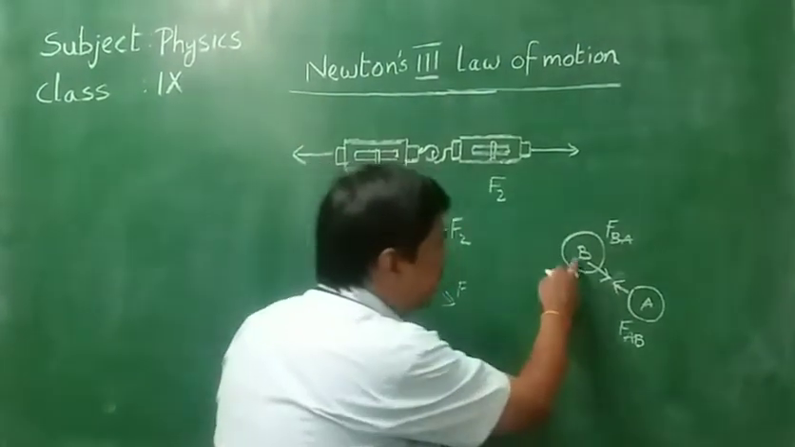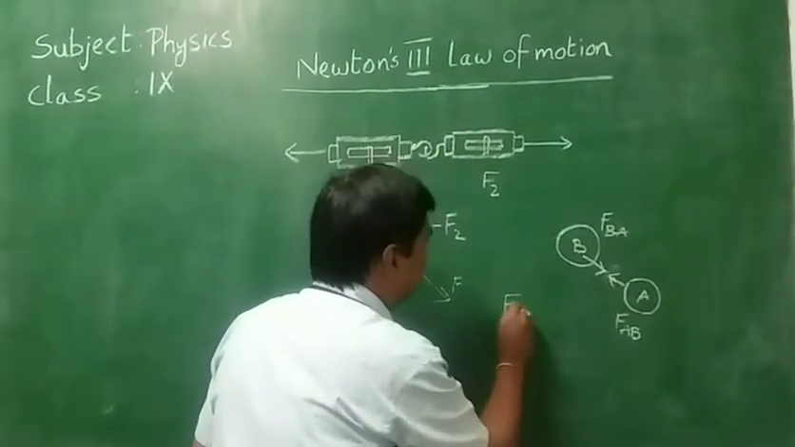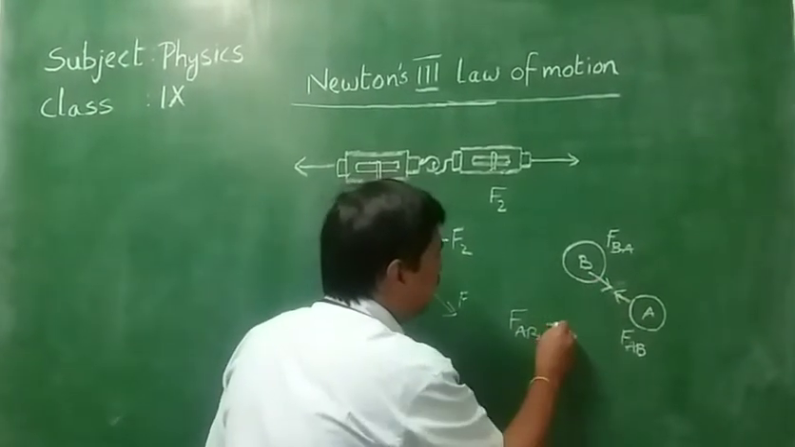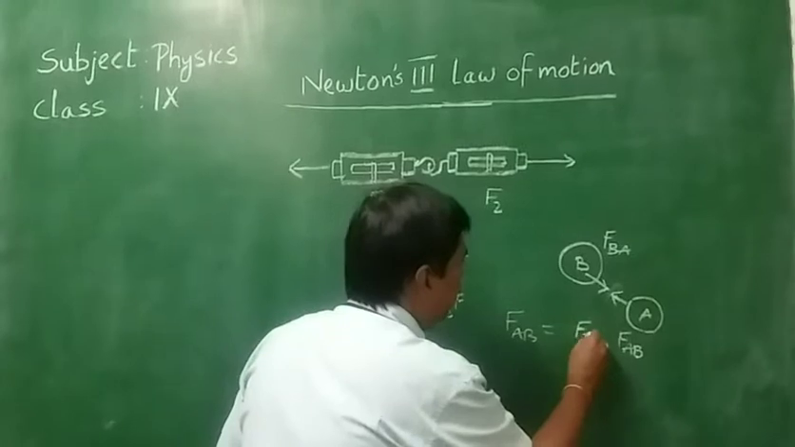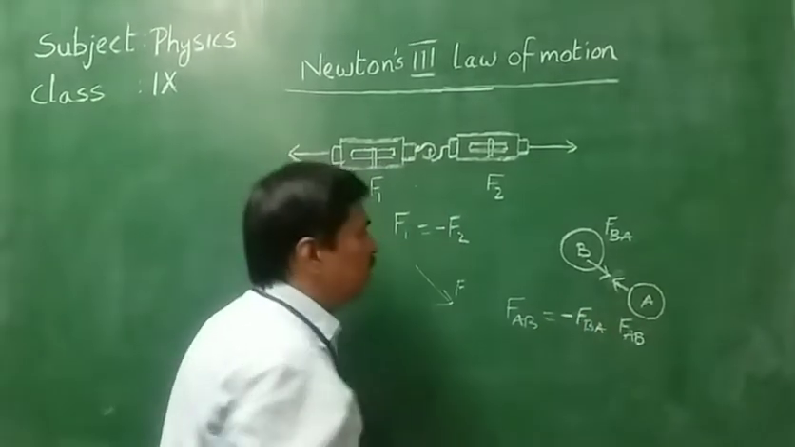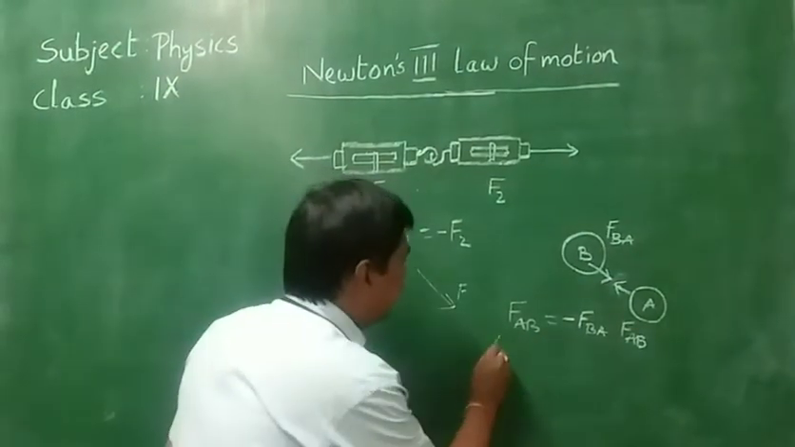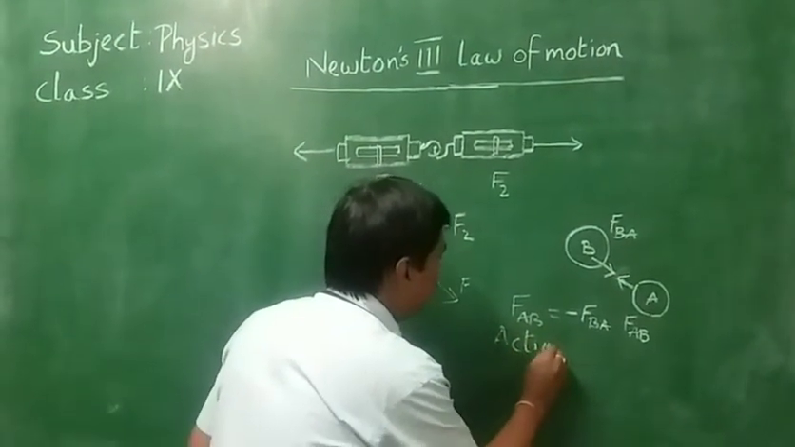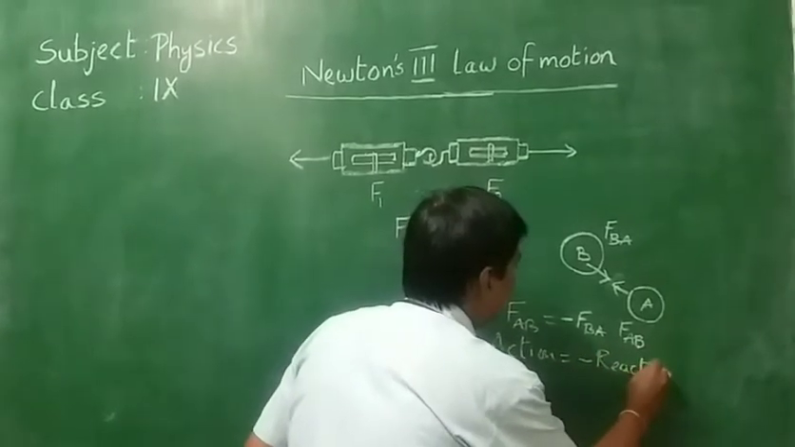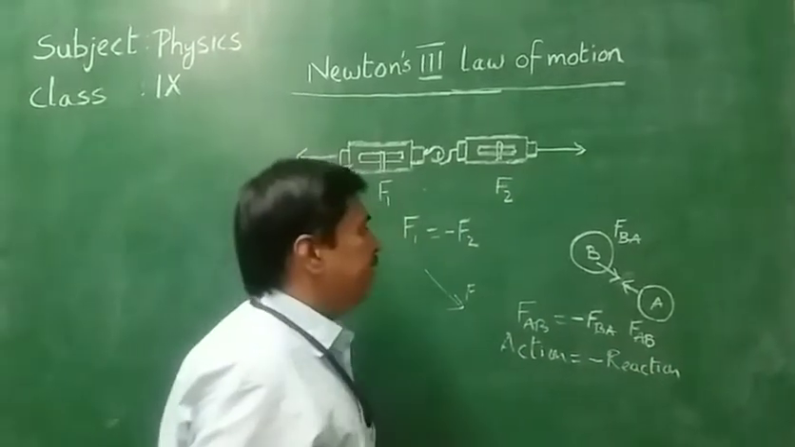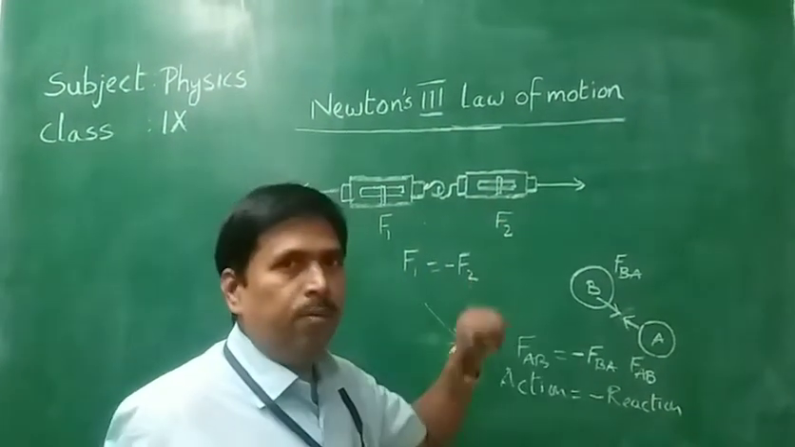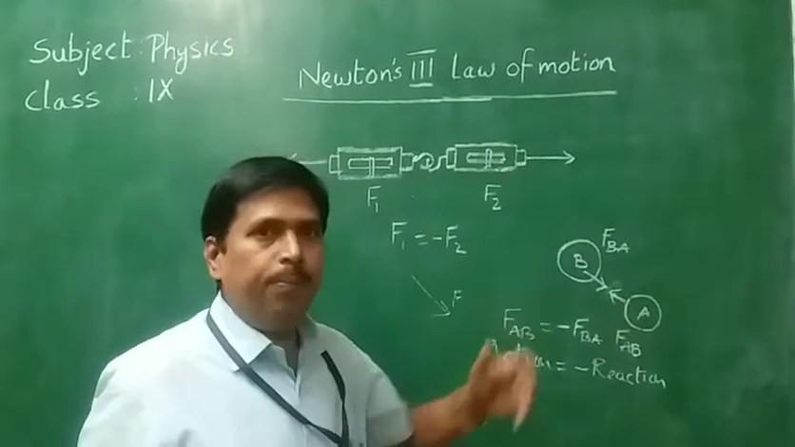If you consider this example, FAB, the force applied by A on B, is equal to the force applied by B on A, but in the opposite direction. So, this is said to be action, and that is equal to minus reaction. So, for every action, there will be an equal and opposite reaction, as explained in Newton's third law of motion. We have different examples here.